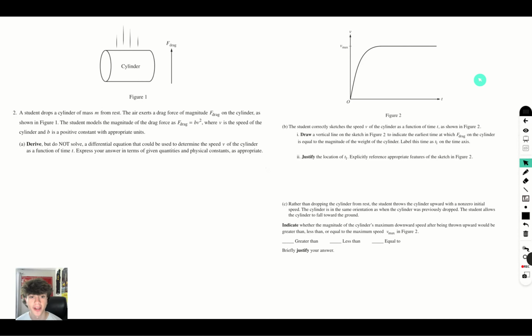Today we're taking a look at the AP test from 2024. Here we have question 2 from set 1, so let's get straight into it.